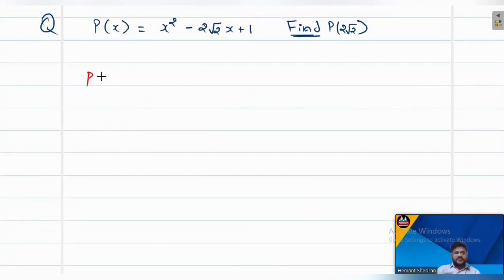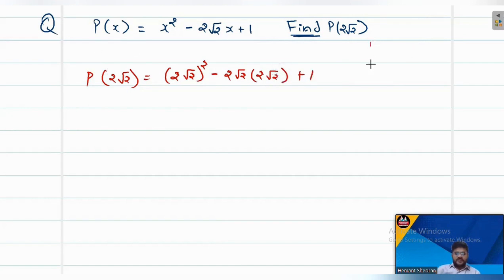So we just need to replace the x with what? 2 root 2. So if we put it, we get 2 root 2 whole square, then minus 2 root 2, times by 2 root 2 again, and plus 1 we have. That's it. Yes or no?